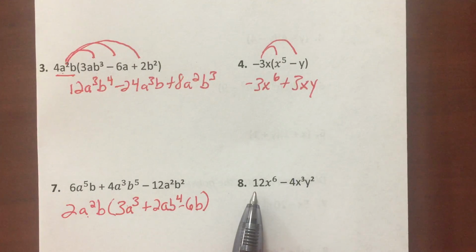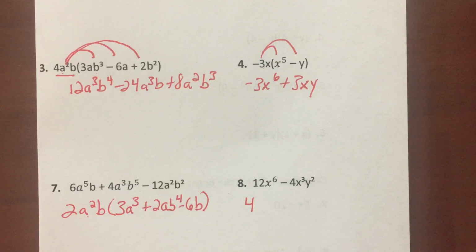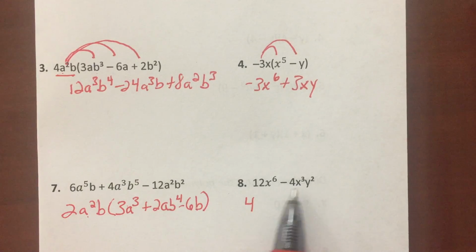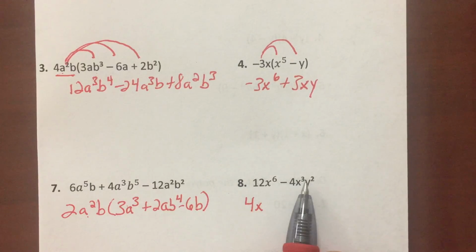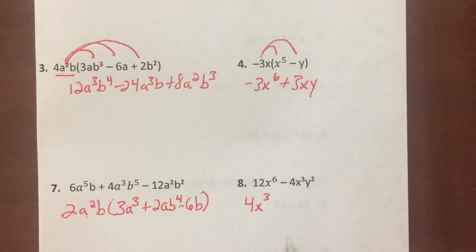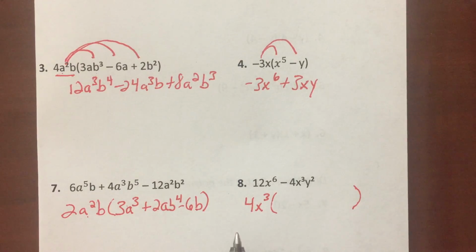Number 8, I've got positive 12 and 4. GCF would be 4. They have a common letter variable in x, and the smallest exponent of x is 3. But they both don't have a y. If each term does not have that letter, I can't use it for the outside number. Now I open up parentheses.